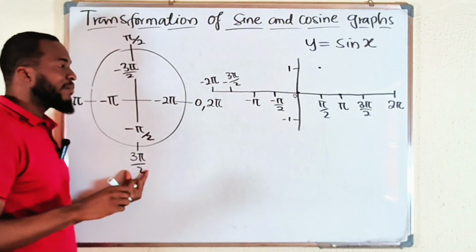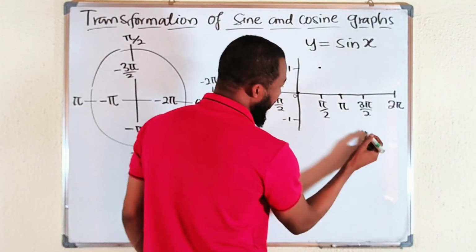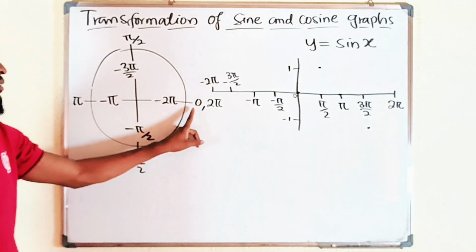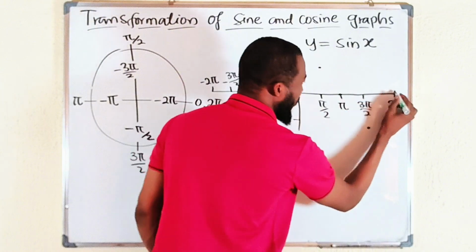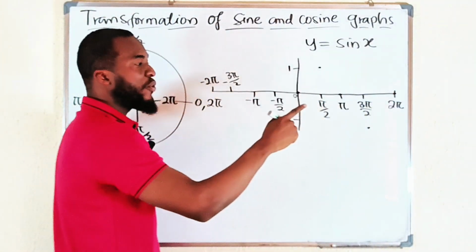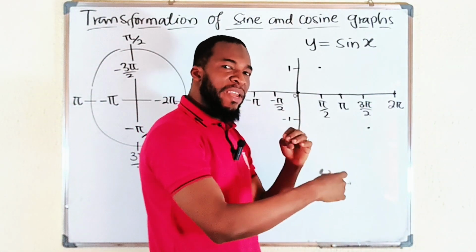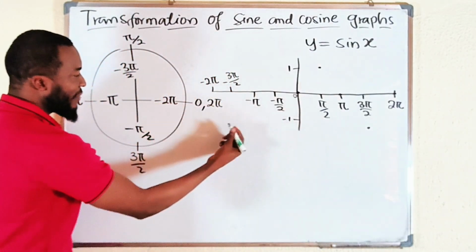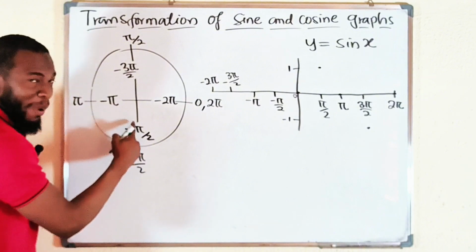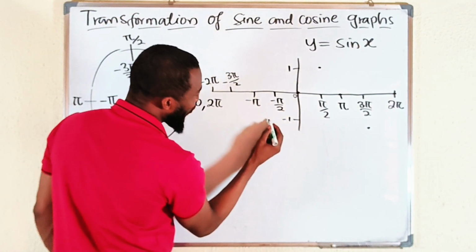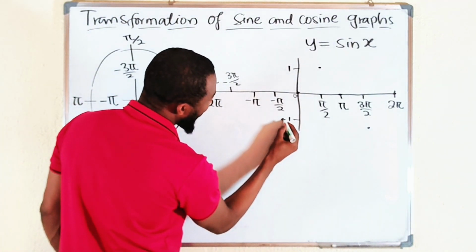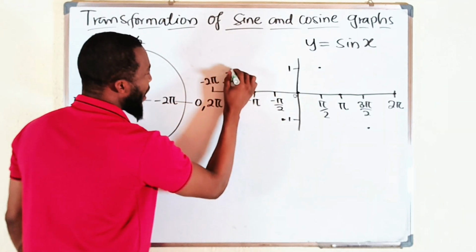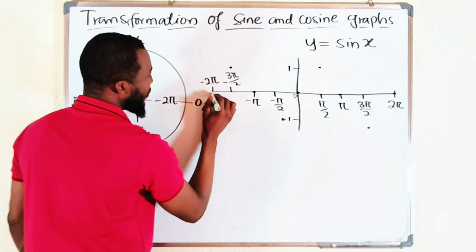Sine of 270 is negative 1. So here you have negative 1. Then sine of 360 will be equal to 0. So this is one period. You could have as many as possible. This is just a restriction because I don't have more space. Then coming to the left, we have sine of negative pi over 2, which is also negative 1. So you have a point here. Sine of this will be 0. This will be 1, right? And this will be 0.